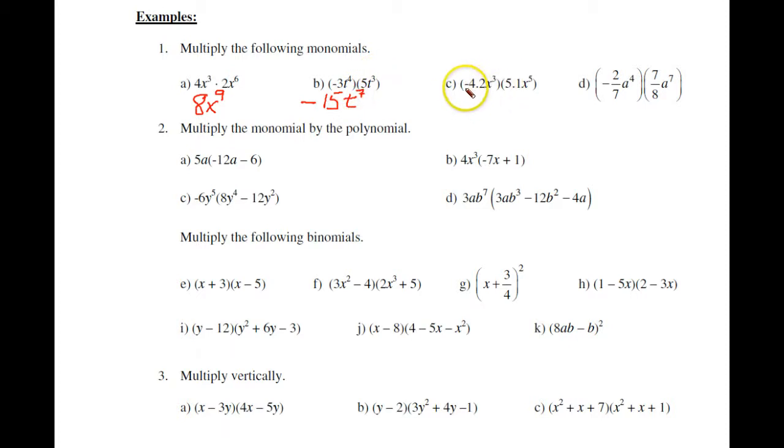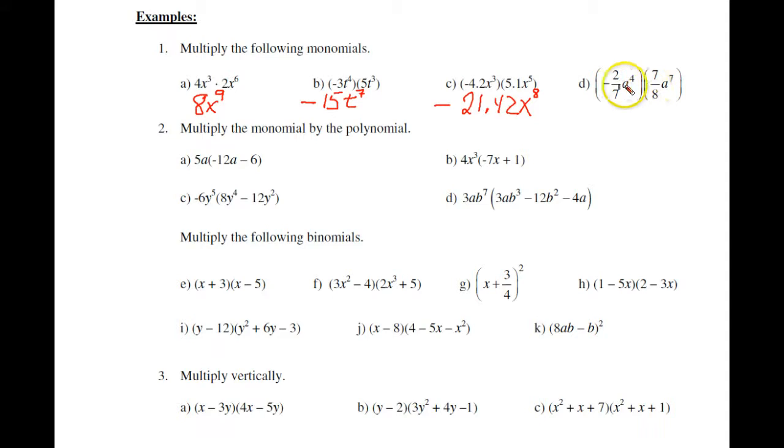Now here we have a negative and a positive. So our answer is going to be negative. And it's, let's get my calculator out here, I haven't used it for a while. 4.2 times 5.1. And it gives us a negative 21.42. And then our exponents on the variable, add them, x to the 8th.